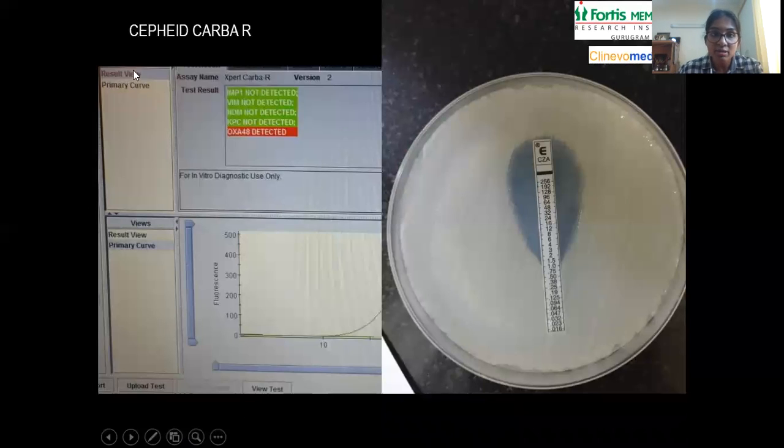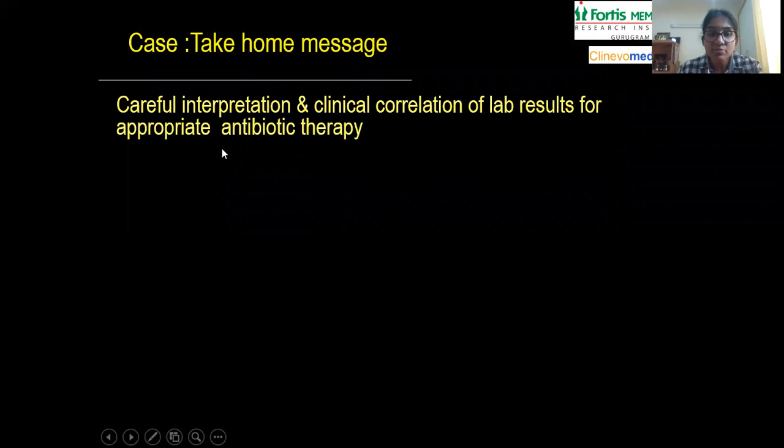So yes, in this patient, a Cepheid Carba R can be performed, and it detected OXA-48, which was the resistance mechanism. So when you have OXA-48, you can use other antibiotic options like ceftazidime-avibactam for the treatment of this particular infection. So the take home message is basically, even if the culture report is available, careful interpretation and clinical correlation of the lab results will help us in choosing the antibiotic therapy.